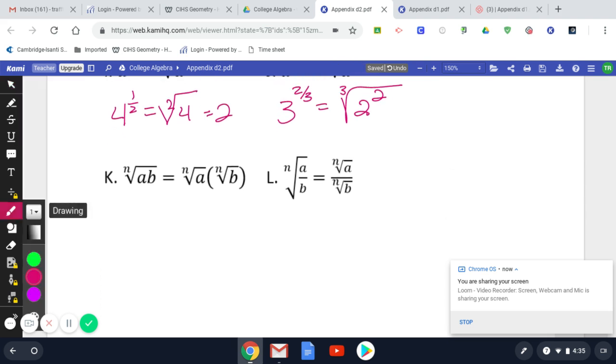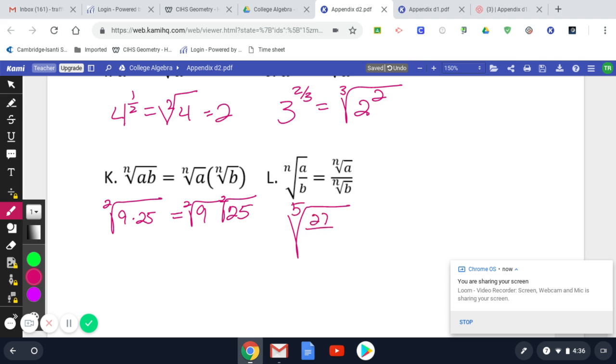And then, kind of like the idea of a distributive property, you can break apart the radicals. So for example, if I had the square root of 9 times 25, I could take the square root of 9 times the square root of 25. And then finally, you can break apart the radical in a fraction. So for example, if I had the 5th root of 27 over 32, then that would be the 5th root of 27 over the 5th root of 32.